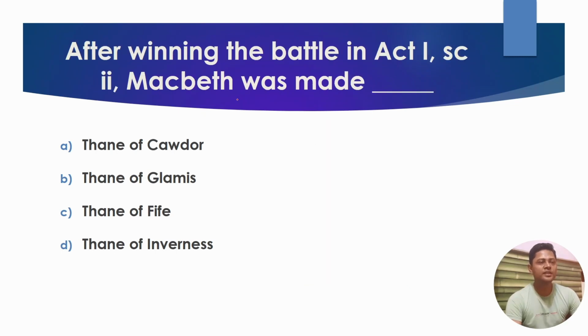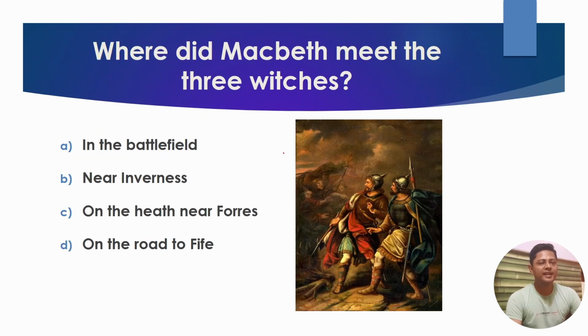The next question is, after winning the battle in Act 1 Scene 2, Macbeth was made. So Macbeth was made Thane of Cawdor. Where did Macbeth meet the 3 witches? The correct answer is on the heath near Forres. Heath means a barren land. Macbeth and Banquo were returning from the battlefield, and at this place they met the 3 witches.